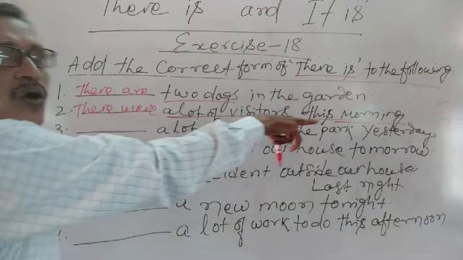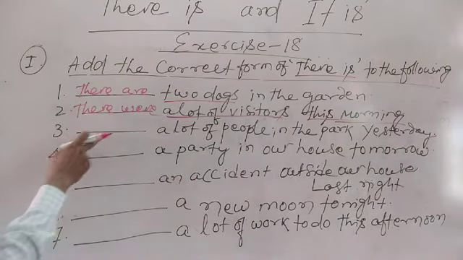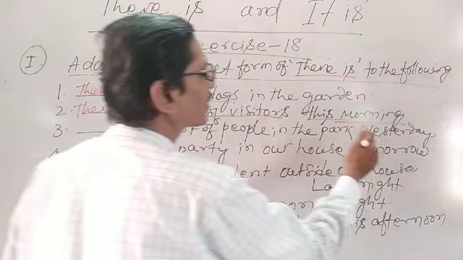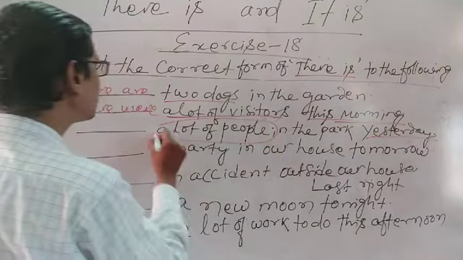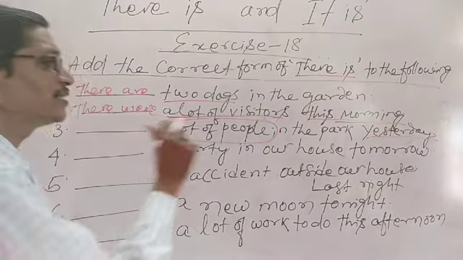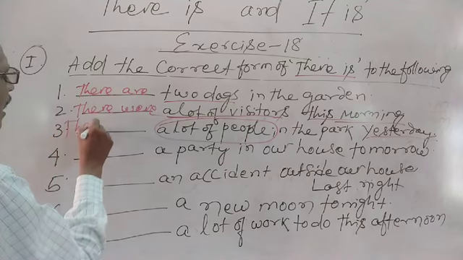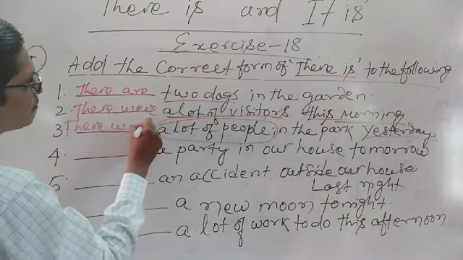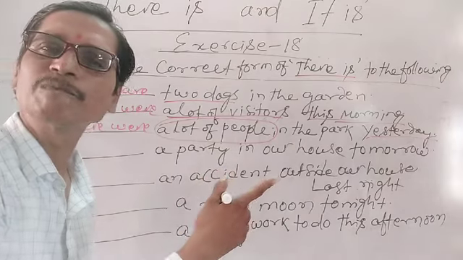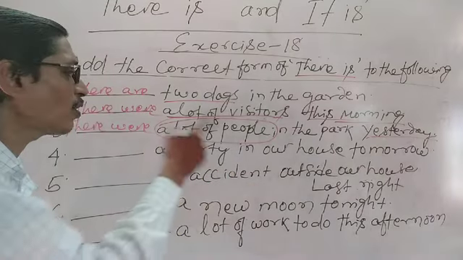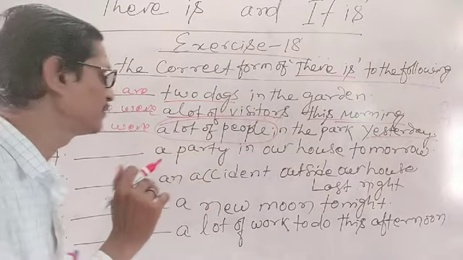There were a lot of visitors this morning. Similarly, there were a lot of people in the park yesterday. A lot of people is talking about the plural subject. So past time and plural subject. So similarly, we also make there were a lot of people in the park yesterday. Understand? There were a lot of people in the park yesterday. Try to understand. Very easy, very simple.